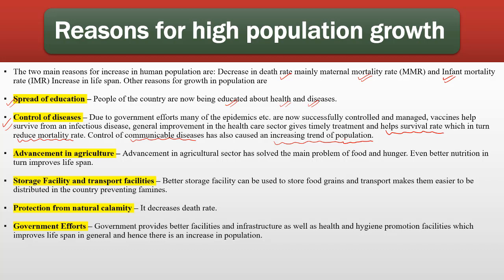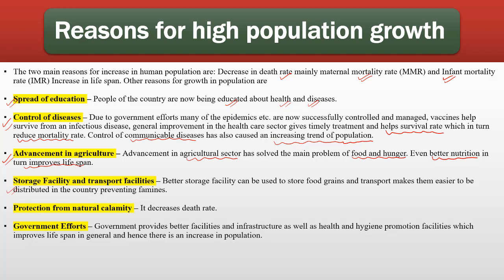Now coming to the next, advancement in agriculture. Advancement in the agricultural sector has solved many problems like food and hunger. The resources are increased, so the resistance offered by nature will decrease, and the population now has a chance to expand. Even better nutrition in turn improves lifespan. Obviously, better nutrition improves human lifespan.